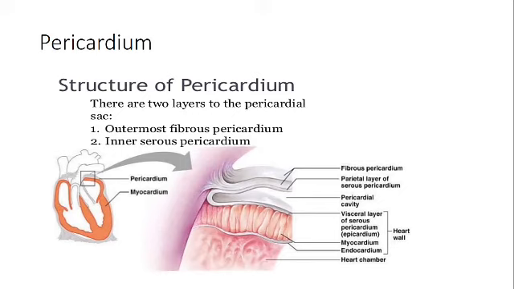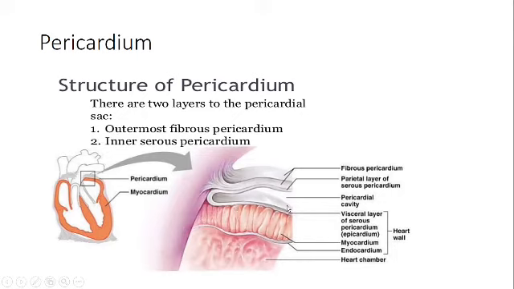The pericardium is composed of 2 layers of pericardial sac. First, the outermost fibrous pericardium, and secondly, the inner serous pericardium. The pericardium is the outermost layer and is made up of 2 sacs, like we said. The outermost layer is a fibrous tissue, whereas the innermost layer here is composed of a double membrane or double serous membrane.